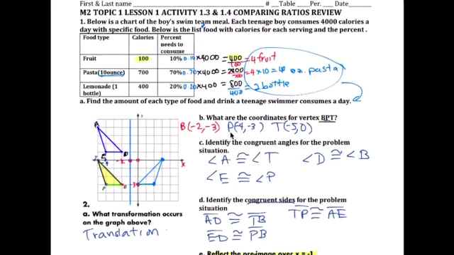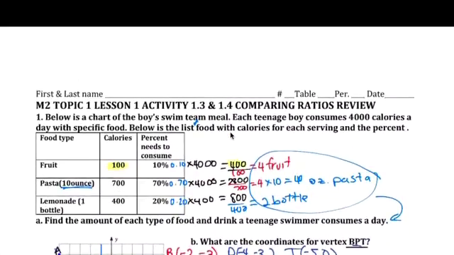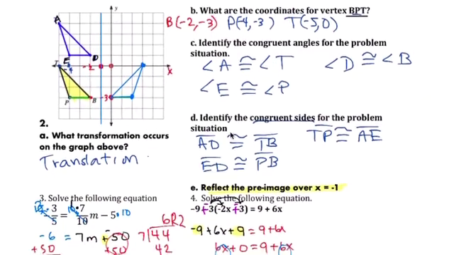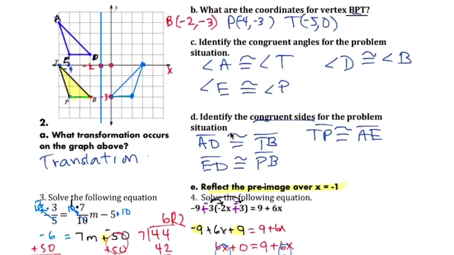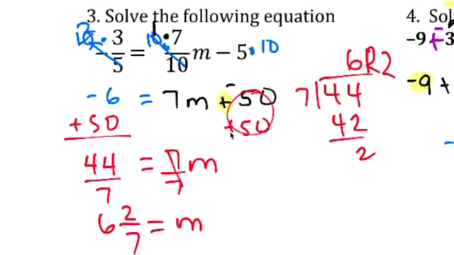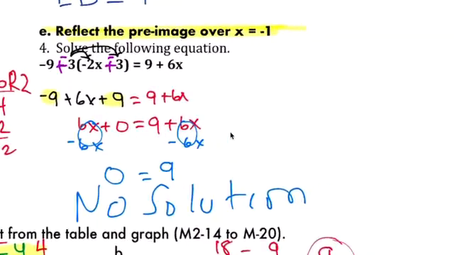Assignment. So that's number 1. And number 2, based on this graph, A is right here, B, C, D, and then E reflecting the image over y, x negative 1. Number 3 is here. Here's number 4.